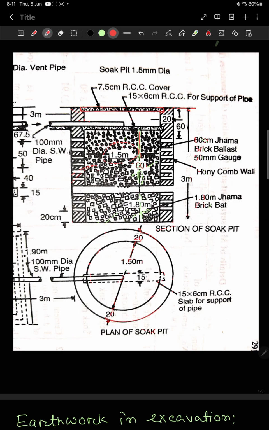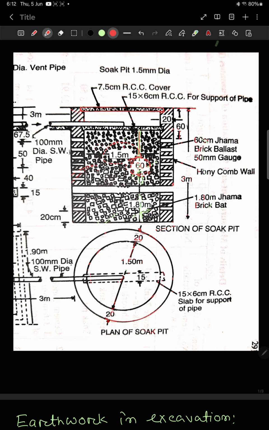These are the Jama brick ballast, and we need to calculate how much brick ballast is required to fill up this height of 0.6 meter. This is the first layer of height 0.6 meter. So how much brick is required to fill up this first layer of 0.6 meter?